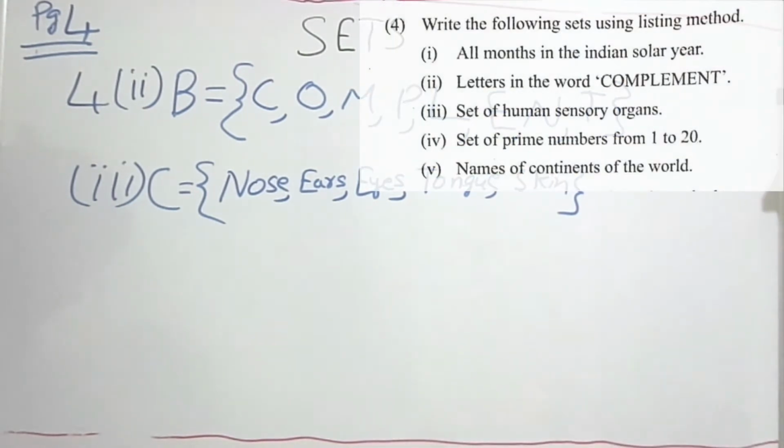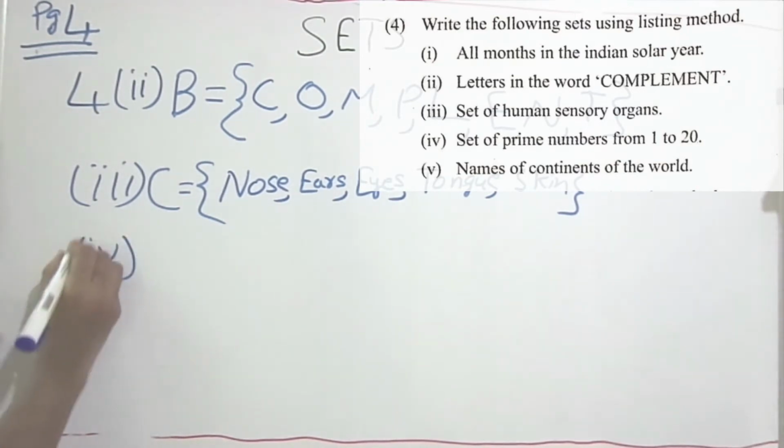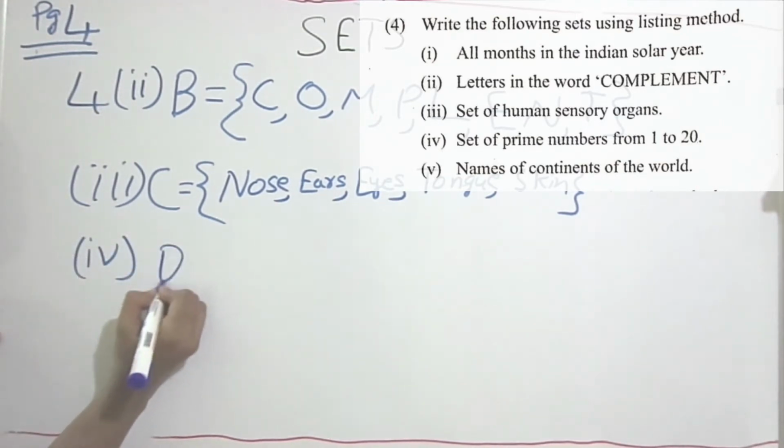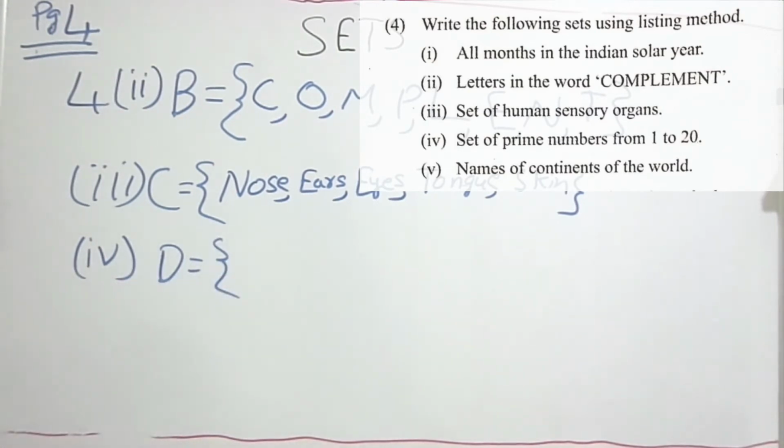The next one, set of prime numbers from 1 to 20. Name the set. D is equal to... Which are the prime numbers from 1 to 20? Actually, you have to study prime numbers from 1 to 100 by heart, so that your calculations and your mathematical solutions go fast when you're writing. Instead of thinking about the definition of a prime number, it should be studied by heart.